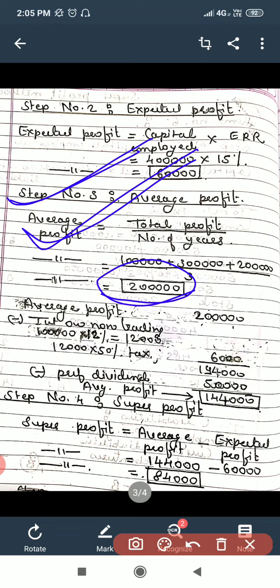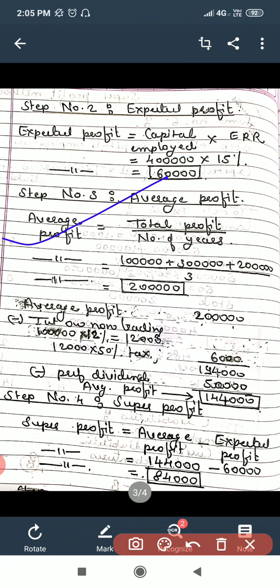Now at step number 3, we have calculated rupees 2 lakhs as our average profit. Okay, so I will write average profit of rupees 2 lakhs. Now the very first thing, that is our implied adjustment, we have to deduct the interest on non-trading investments over here. Now where are the non-trading investments given to us? Those are there on the asset side of our balance sheet. So if you can check out, it is 12% tax-free government securities, face value of rupees 1 lakh. So 1 lakh into 12%, if I can calculate, I will get the interest of rupees 12,000.